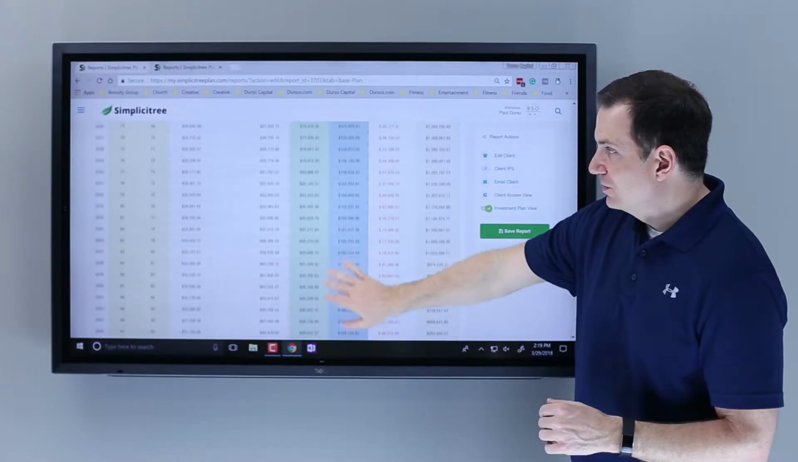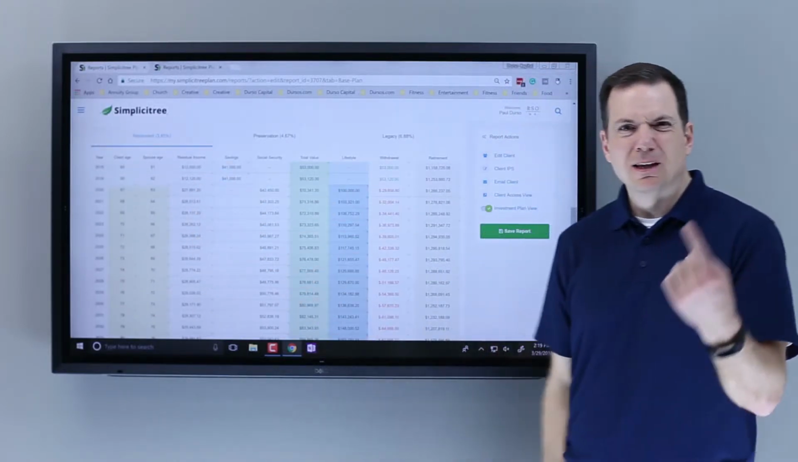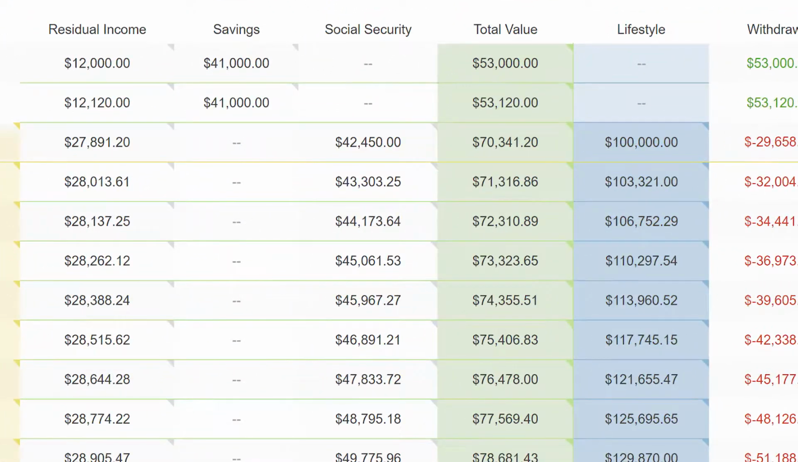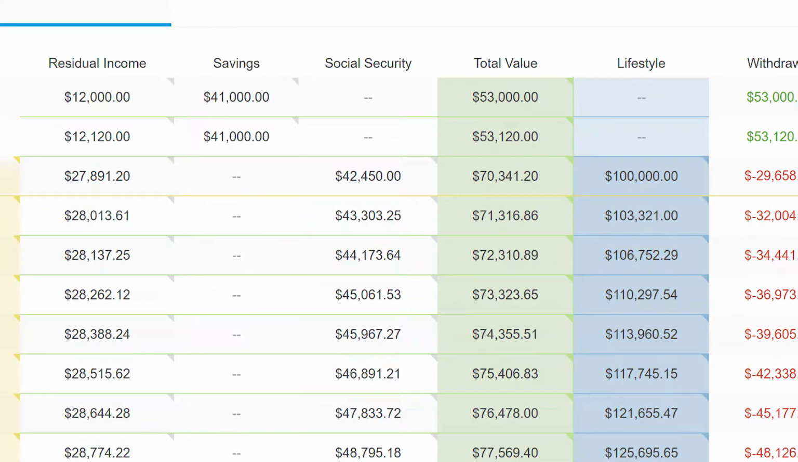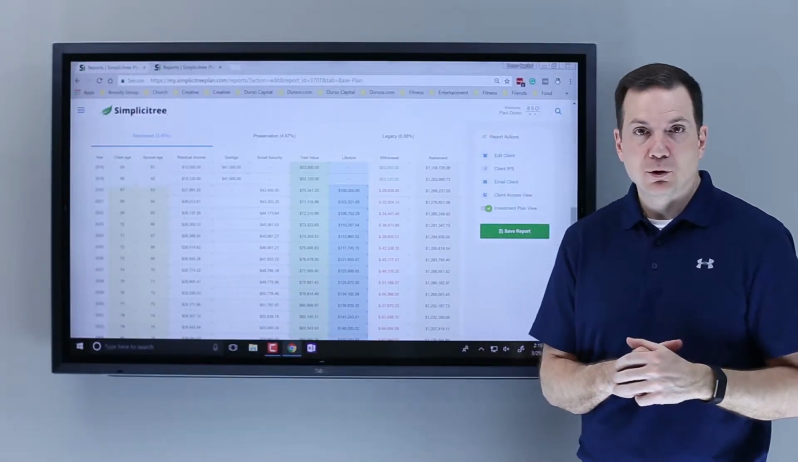Because if you look at their scenario, one thing you're going to notice is they've got some residual income. That would be like pensions, rental properties, anything that they've already invested in that's now paying them income that they don't have to work for.